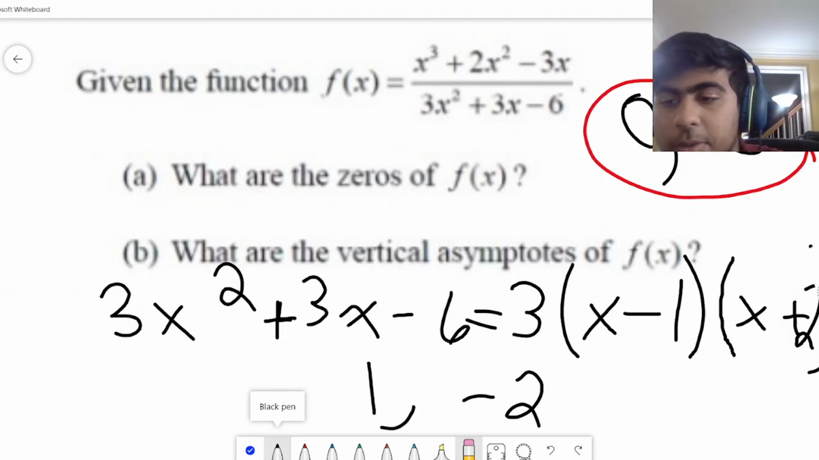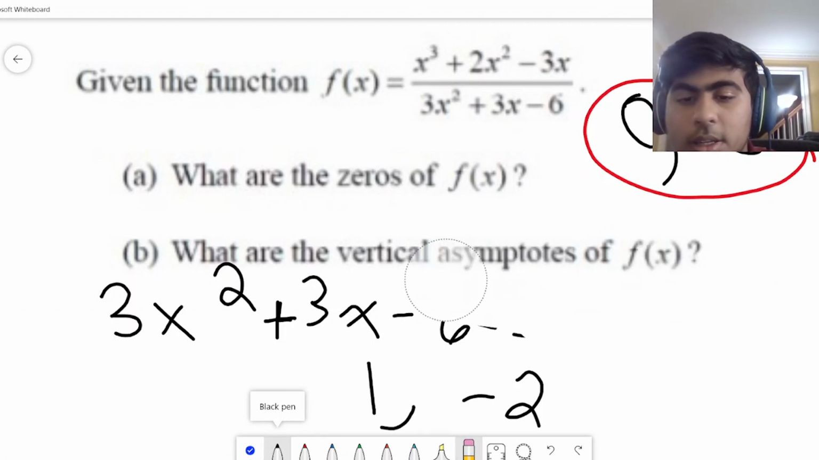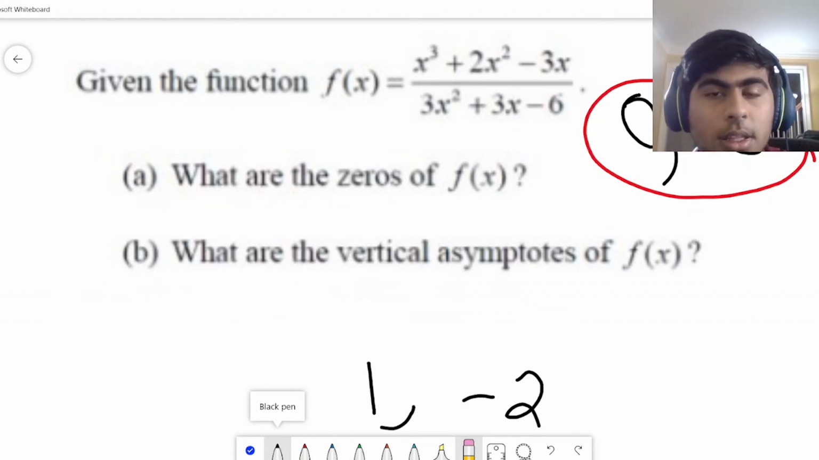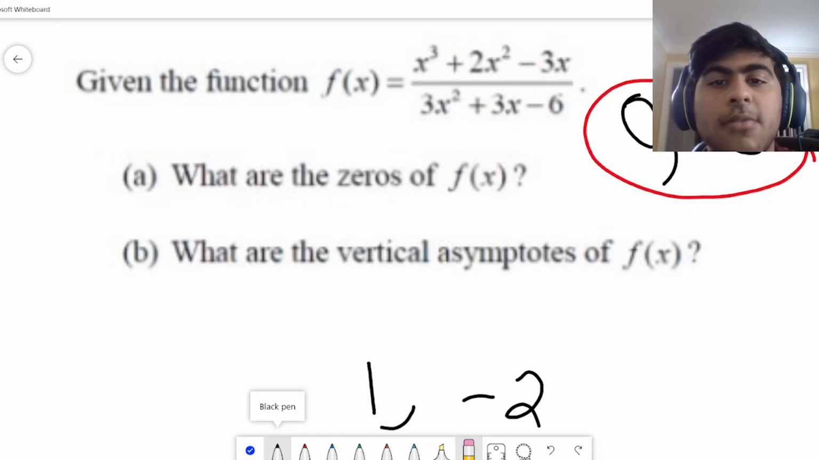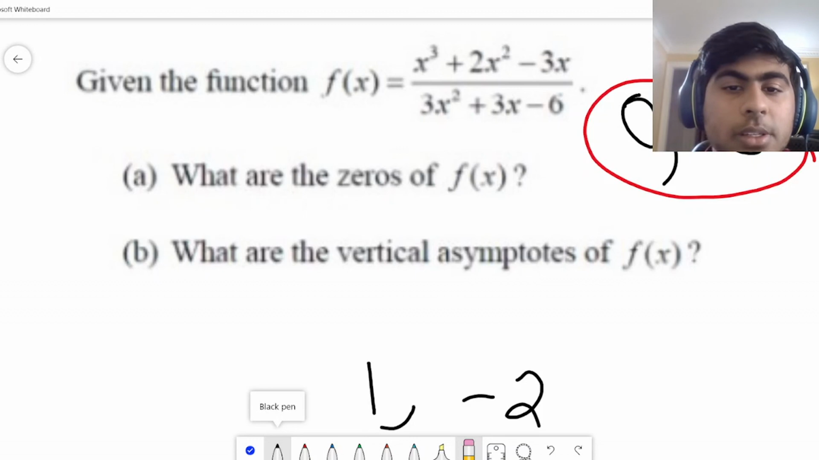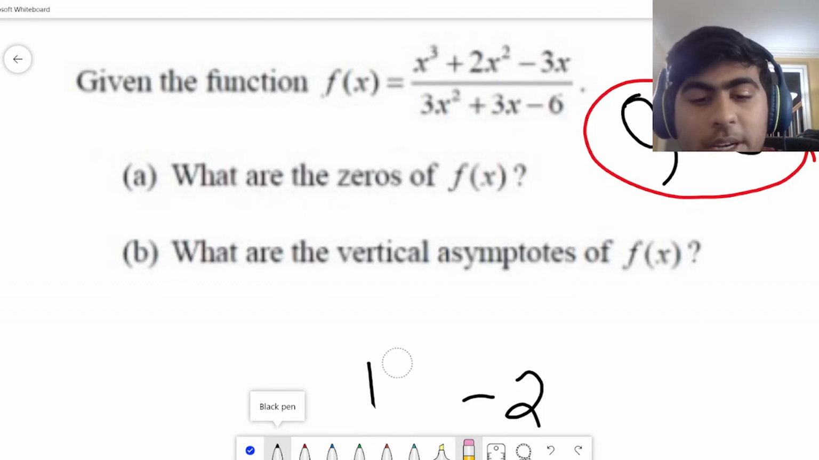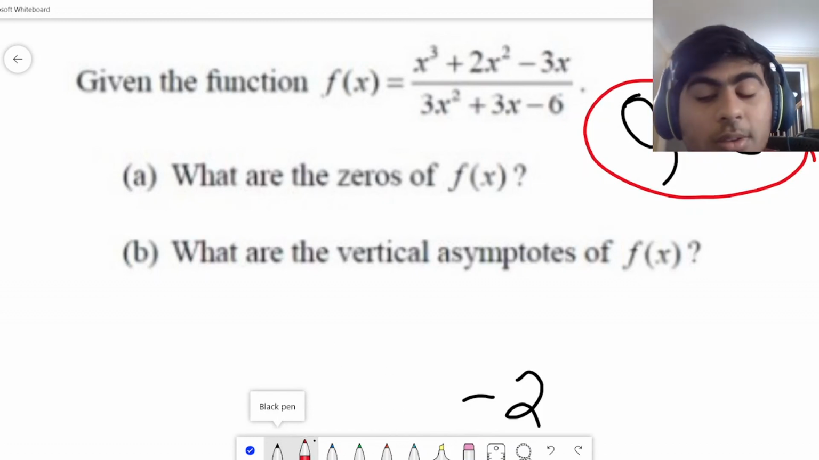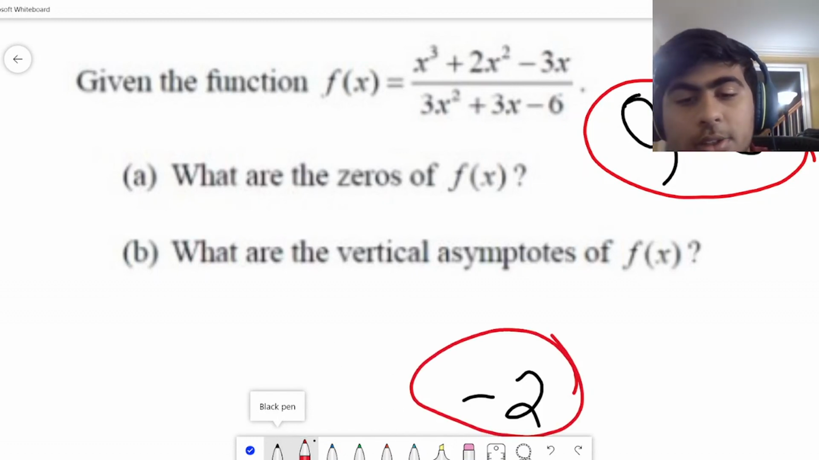Now, you may have seen this coming, but we have the same problem that we did with the numerator in part A. If you have a 0 that's in the numerator and the denominator, then it's not a 0, and it's not a vertical asymptote, it's a removable discontinuity. If you have something that's a factor of both the numerator and denominator, it's a removable discontinuity. You can't list it down as a 0, you can't list it down as a vertical asymptote. So 1 does not work. Therefore, the only answer for part B is -2.